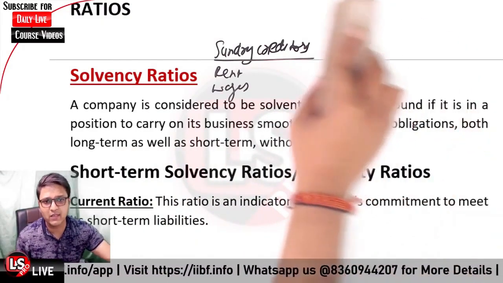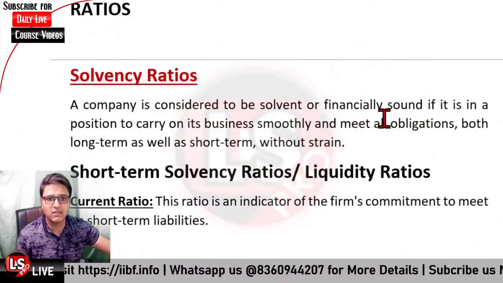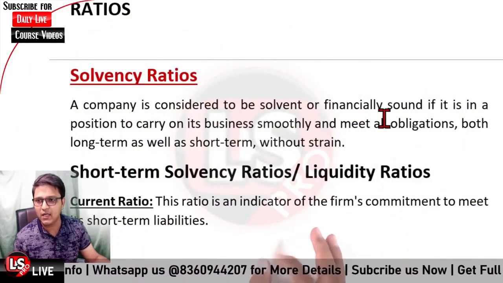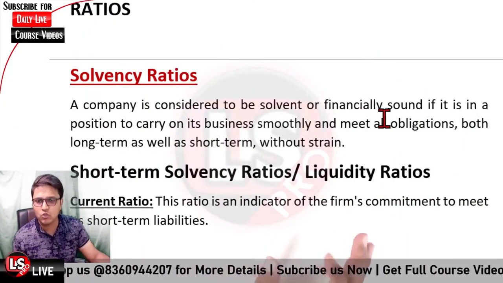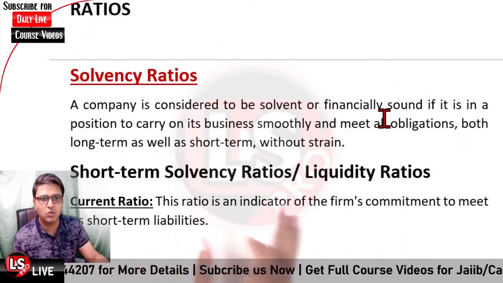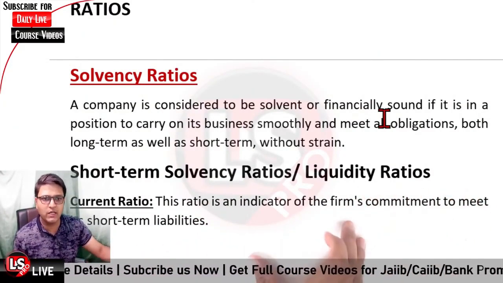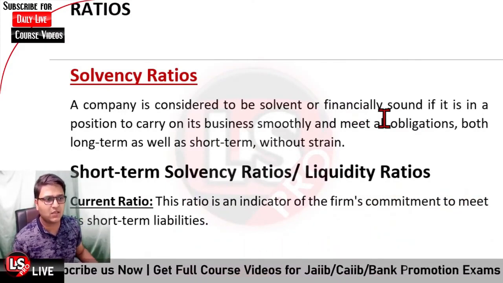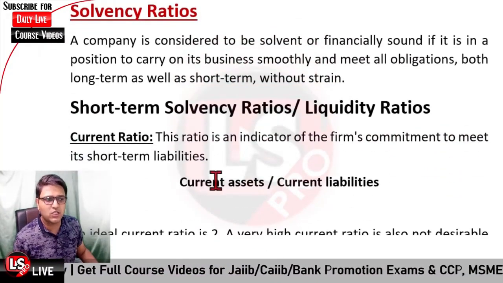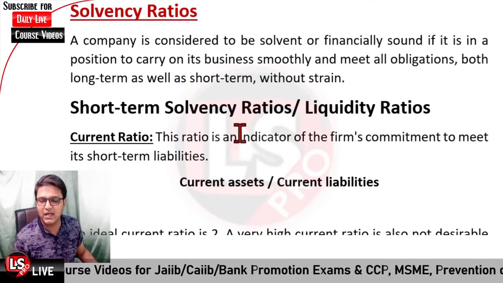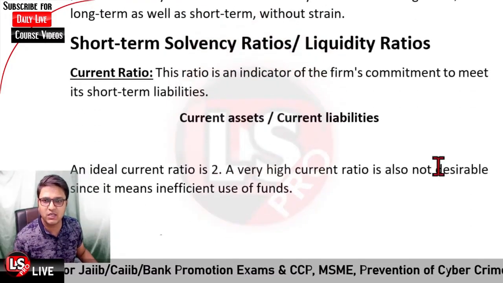As I told you, there are two types of solvency ratio: the short-term solvency ratio and the long-term solvency ratio. The short-term solvency ratio is also known as the liquidity ratios. In liquidity ratios, first of all, we will be learning regarding the current ratio. Now the current ratio is very easy to understand. It is the ratio of the current assets to the current liabilities.